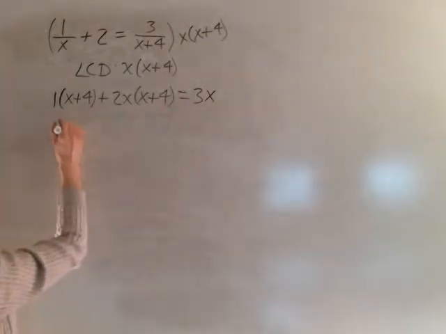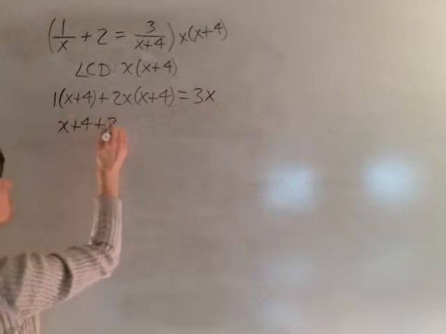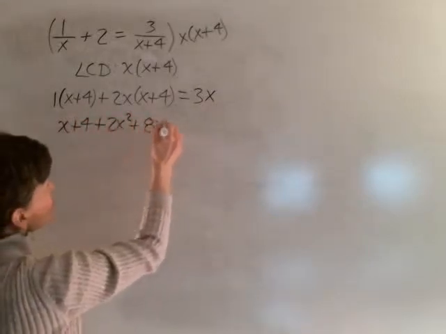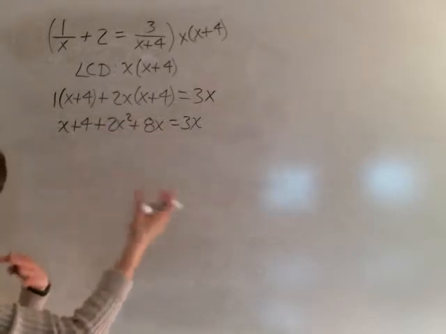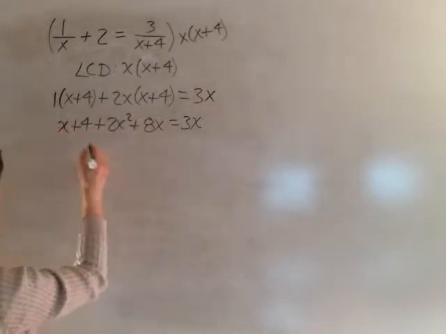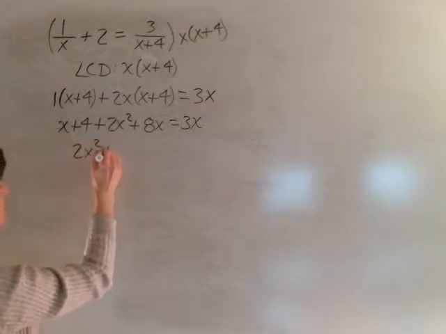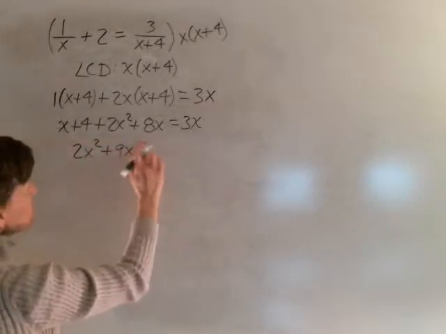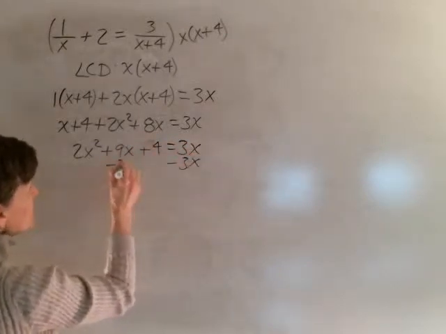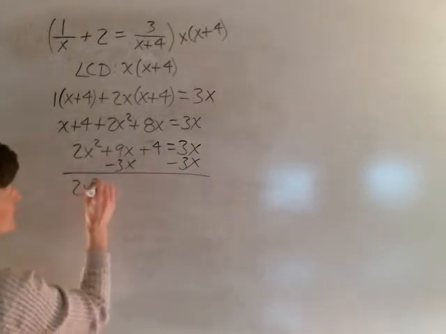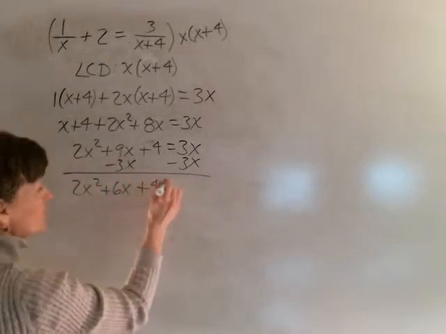All right, now I need to just multiply this out. So I have x plus 4 plus 2x squared plus 8x equals 3x. This is a quadratic equation. When you get rid of your denominators in a rational equation, you will either have a linear equation or a polynomial equation. Of course, a quadratic is a polynomial. So I'm going to put everything on one side and 0 on the other. Now, first, I'm going to combine my terms. So I have 2x squared plus 9x plus 4 equals 3x. I'm going to subtract my 3x from both sides. So I have 2x squared plus 6x plus 4 equals 0.